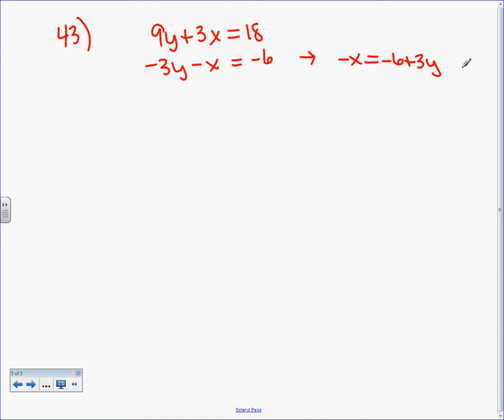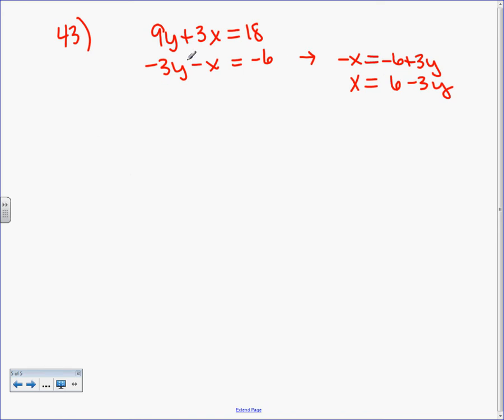I'm going to add the 3y first. Mathematically, that's what you have to do first, right? And then what? Divide by a negative. So it's going to be 6 minus 3y. Or you could say negative 3y plus 6. That's the same. It doesn't matter at all. This isn't a slope-intercept form or anything like that, so we don't care. Okay? So where's this going to go?